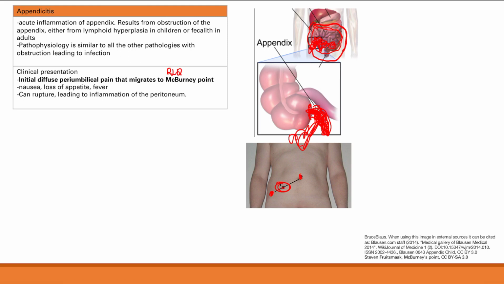Now, as the appendix becomes more and more inflamed, it's going to irritate the parietal peritoneum that's right around it. Okay, the parietal peritoneum has a somatic innervation, so it's going to cause a more localized somatic pain. It's going to be where the appendix is. Appendix is the right lower quadrant, and it's going to be at the McBurney point. So that's why you get a change from that diffuse periumbilical pain to that McBurney point. So that's it for appendicitis.